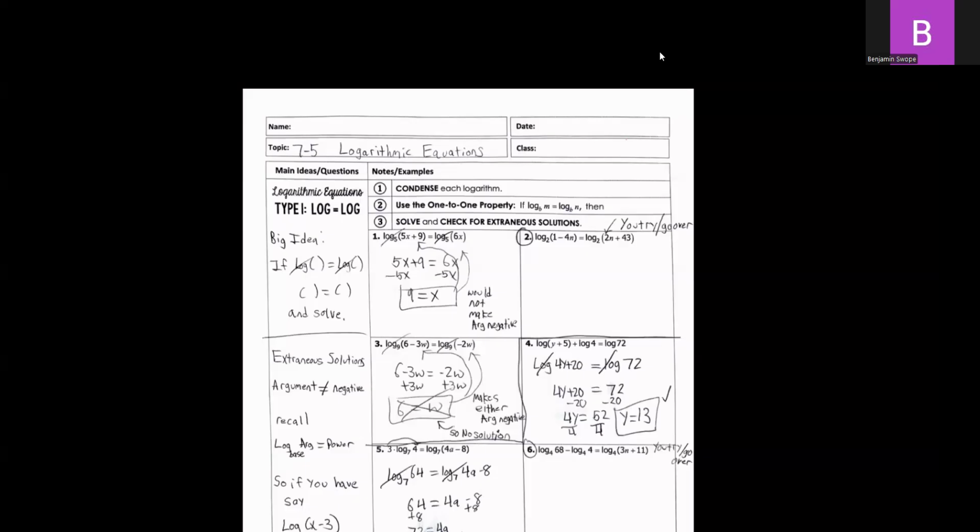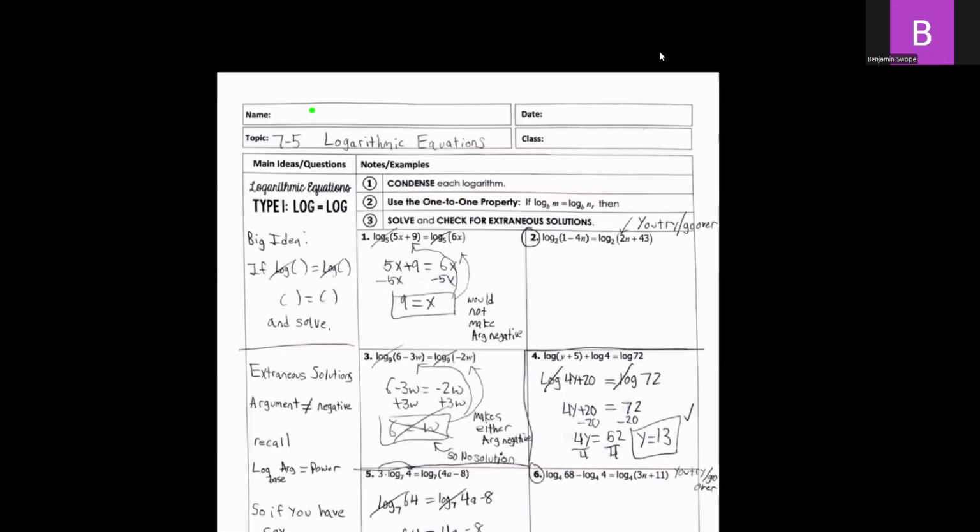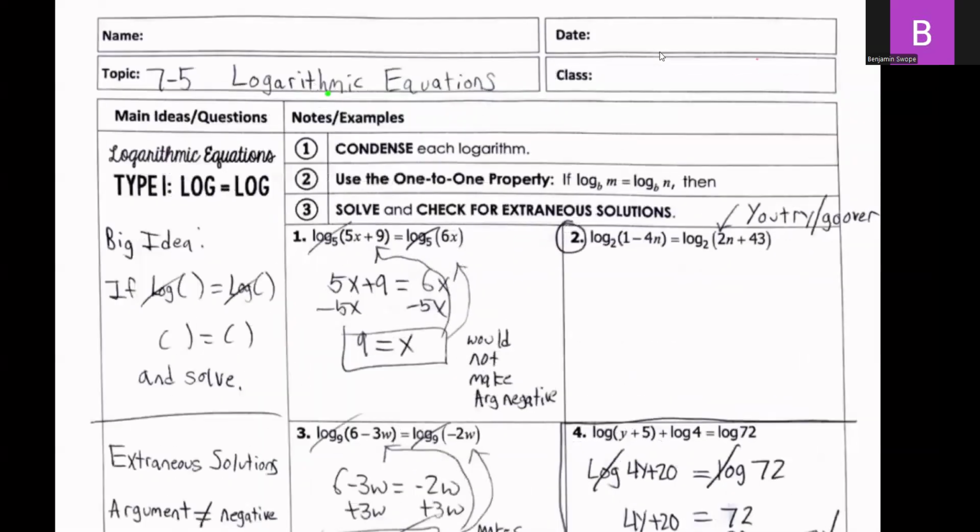Today we're going to be looking at solving logarithmic equations. Two types of questions we're going to be focused on today. Type one is going to be when we have a log equals a logarithm. Basically, the goal in these questions is to get log of something equals log of something.